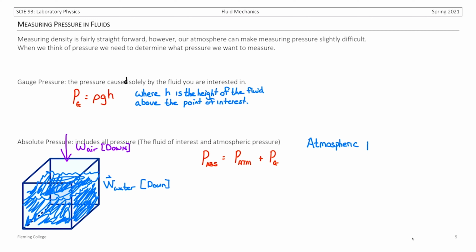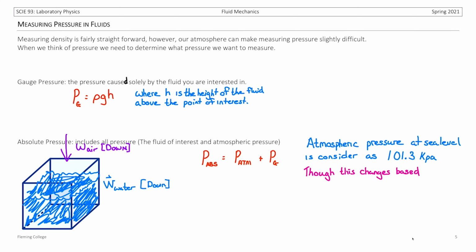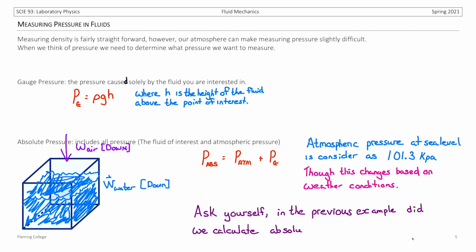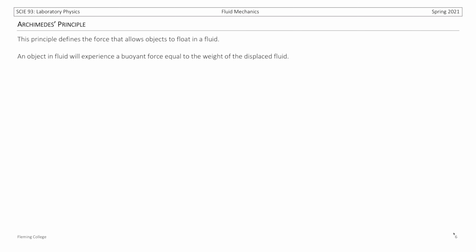We consider atmospheric pressure at sea level to be 101.3 kilopascals. You should note that this means a pascal is a metric unit and uses metric prefixes. The other thing to note is that atmospheric pressure can change based on the current weather conditions. Here, I want you to ask yourself, in the previous aquarium example, did we calculate the absolute or the gauge pressure? Now we shift our focus from definitions to principles.